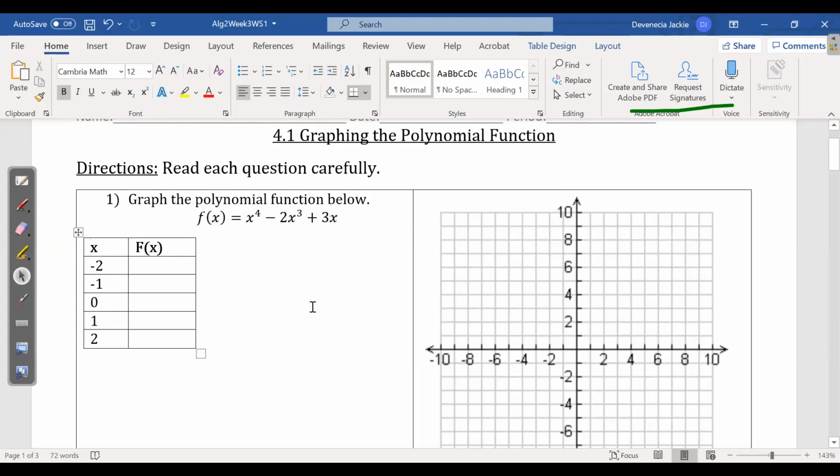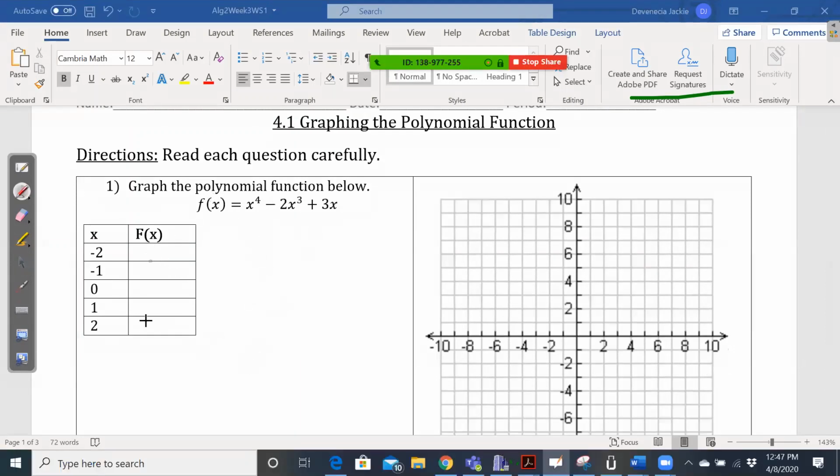Now, whenever we're trying to graph these types of polynomials, it always helps to find what my coordinates are. So I'm going to write my work down here. Let's say x is equal to -2. I'm going to plug in -2 for all of the x's, using substitution: -2 to the 4th power minus 2 times -2 to the 3rd power plus 3 times -2.